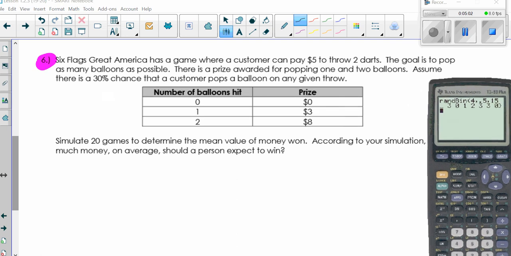I just want to kind of hit some highlights in here. I set it up the exact same way, different money amounts, different percent chance. So if there's a 30% chance that a customer pops a balloon on any given throw, that means that you would be looking from 0 to 30%. Anything between there means that the person popped the balloon. You don't have to look at that. That's, I think, the easiest.